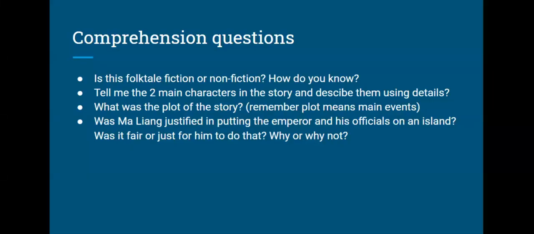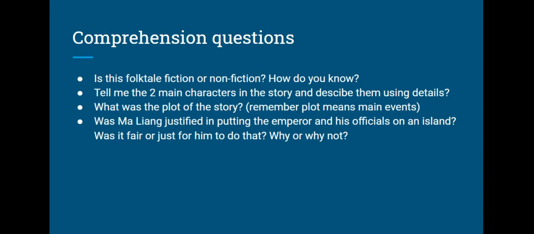So, is this folk tale fiction or nonfiction? How do you know? Tell me the two main characters in this story and describe them using details. What was the plot of this story? Remember, plot means the main events that happened.